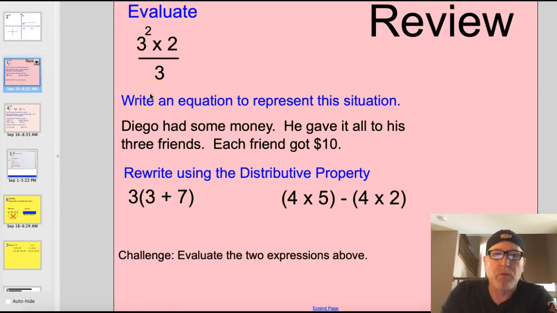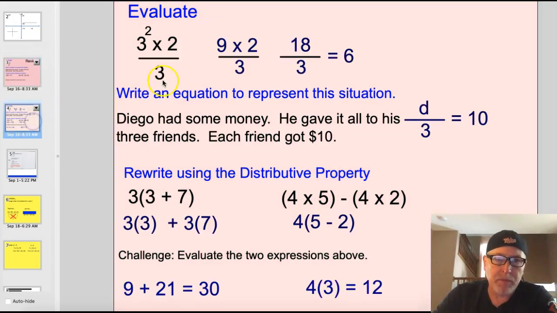Go ahead and spend no more than 5 minutes working on solving these problems here. There's even a challenge if you have extra time. Okay, let's take a look at them, see how you did. Well, here you'd have to do the squared first, so 3 squared would be 9 times 2 divided by 3. The only thing else to do in the top is multiply, so I got 18 divided by 3. 18 divided by 3 is 6.